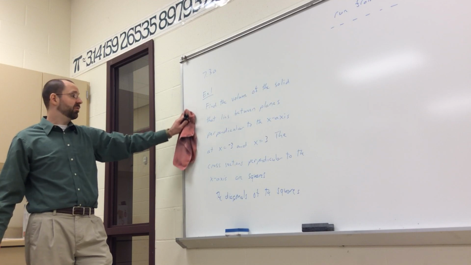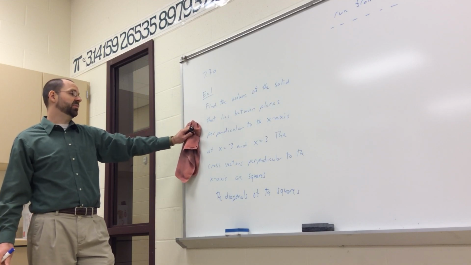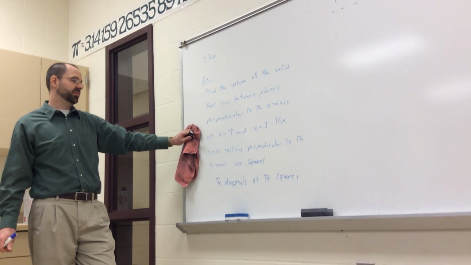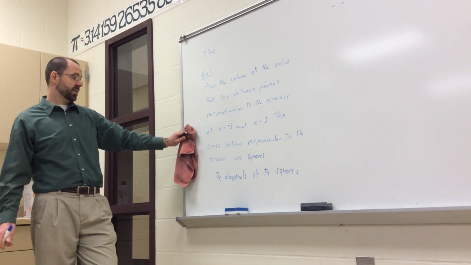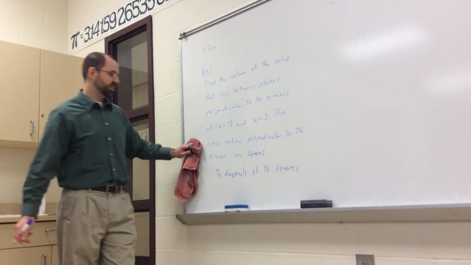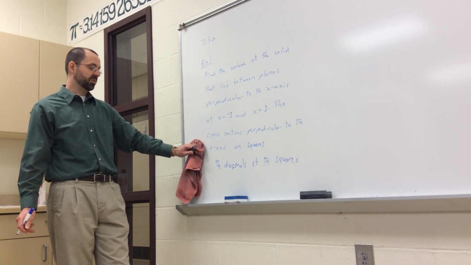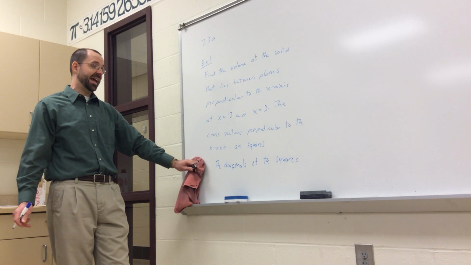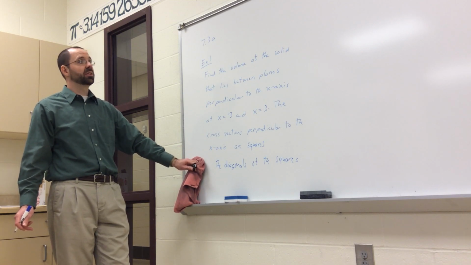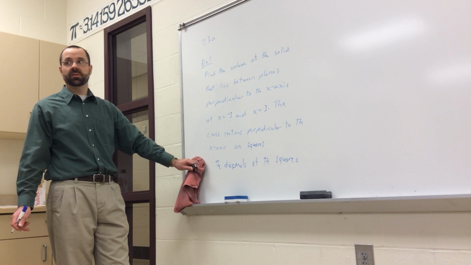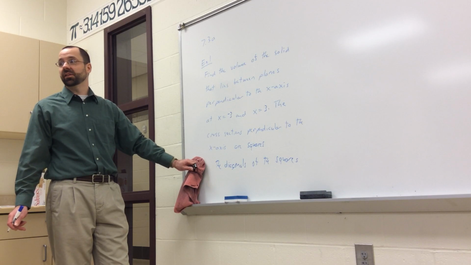So 7.3a, we're finding the volume of the solid that lies between planes perpendicular to the x-axis at x equals -3 and x equals 3. The cross sections perpendicular to the x-axis are squares, and the diagonals of the squares run from one side of x squared plus y squared equals 9 to the other. Kind of lengthy, sorry about that.